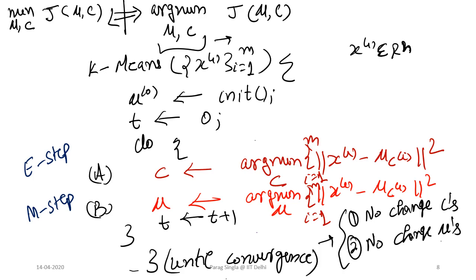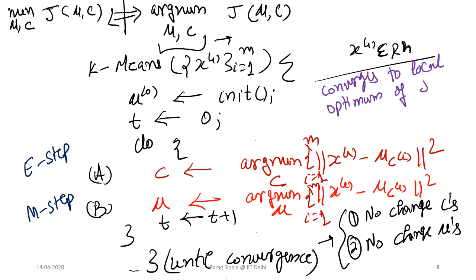And my last point about the convergence of this algorithm. This is your k-means algorithm, and this k-means algorithm is guaranteed to converge. This algorithm converges to a local optimum of the J(mu, C) function.